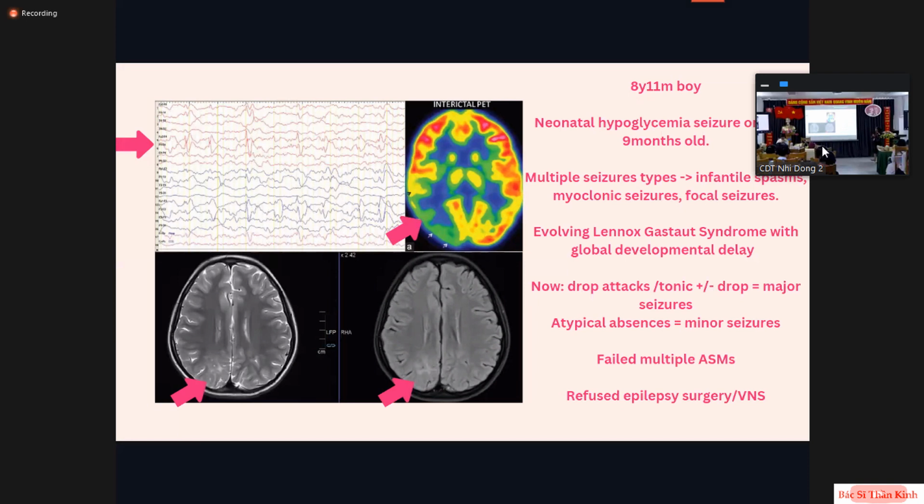Eventually went into Lennox-Gastaut syndrome, where he started having daily drop attacks and tonic seizures, and his minor seizures were atypical absences. What I'm trying to show you on the EEG is his EEG showed clear discharges coming from the right parietal occipital quadrant, which was concordant with the MR showing a gliotic lesion and a hypometabolic region over the right parietal occipital region. So he was a good surgical candidate. They were counseled for the epilepsy surgery of a right parietal occipital disconnection. Parents refused. Counseled for the vagal nerve stimulation, refused. They decided to try the diet.